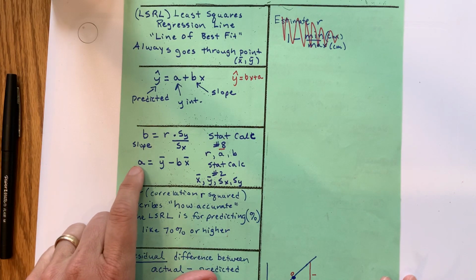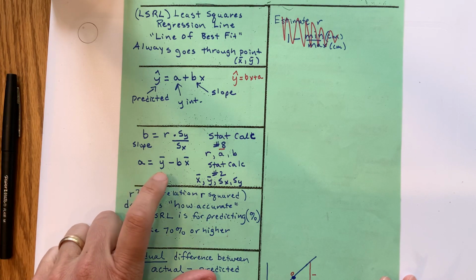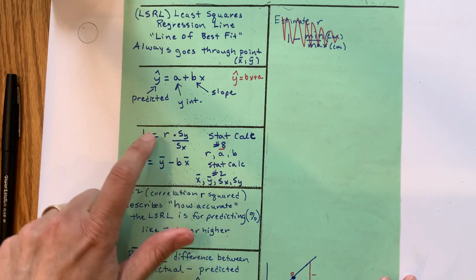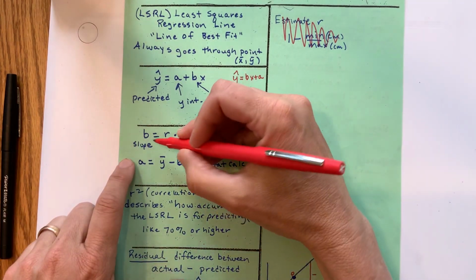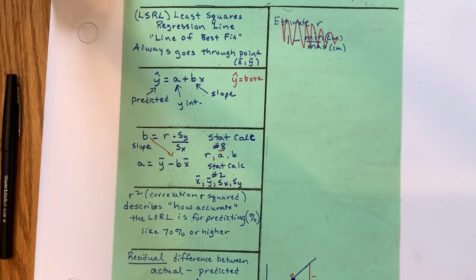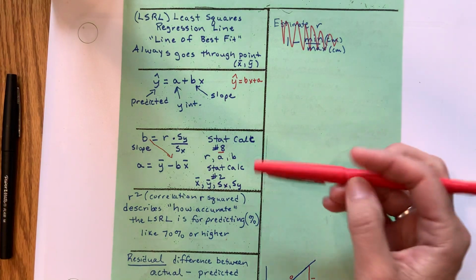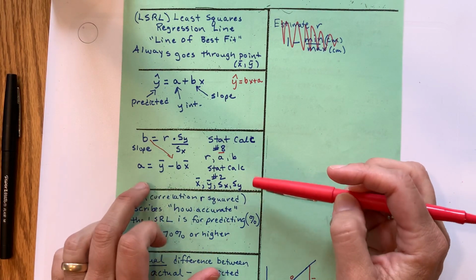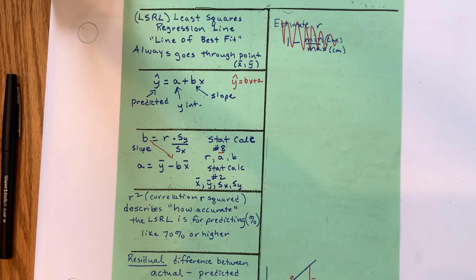And then to find the intercept, A, you take the average of the Y's, which is given to you, minus B, so you have to find this one first. That has to be found before you do it, and then times the X bar. So that's the formula method, and then there's also the calculator method, and in the homework you're going to do one of each, and I'm going to do that in just a minute.